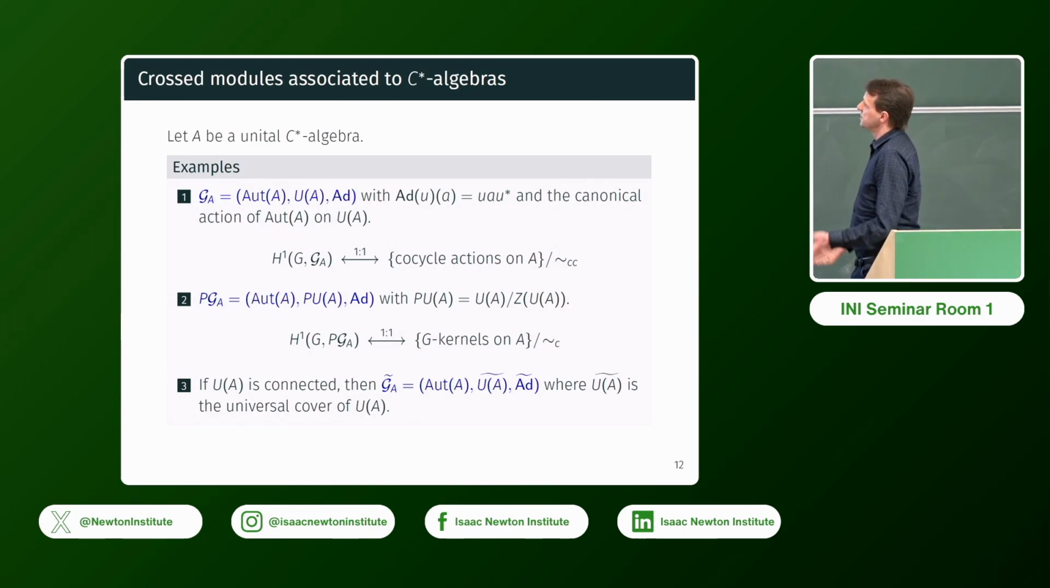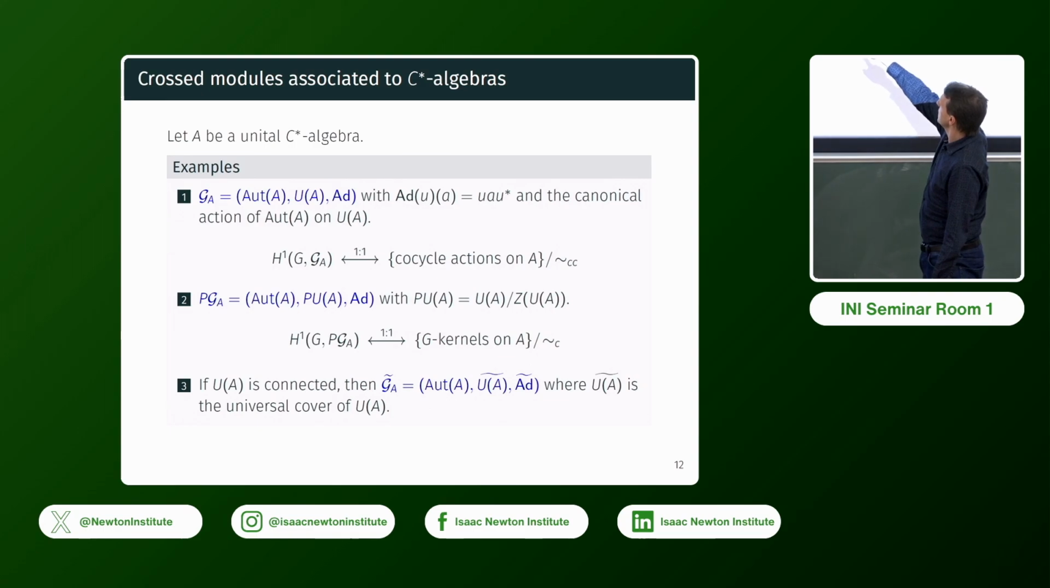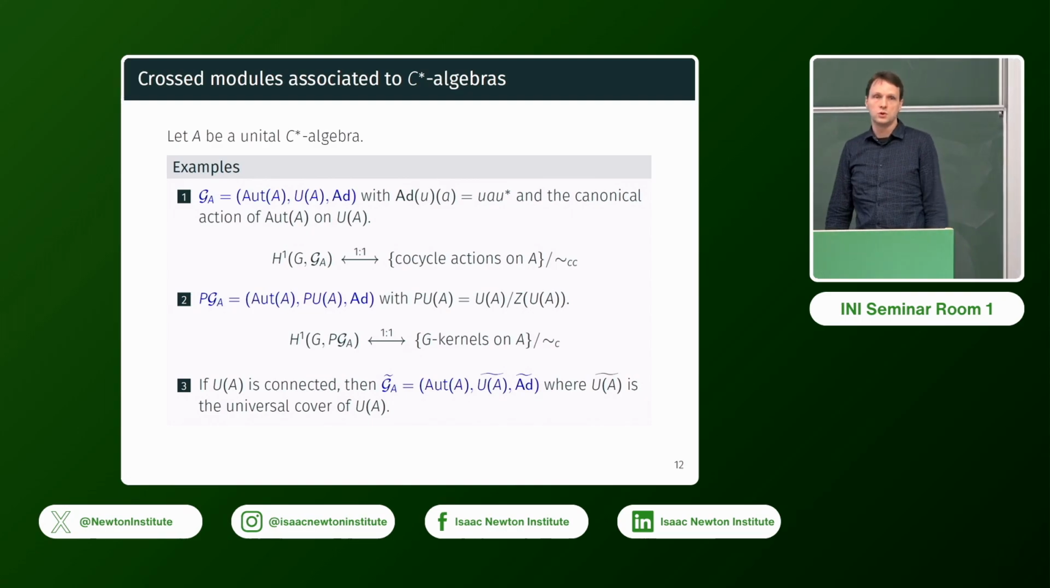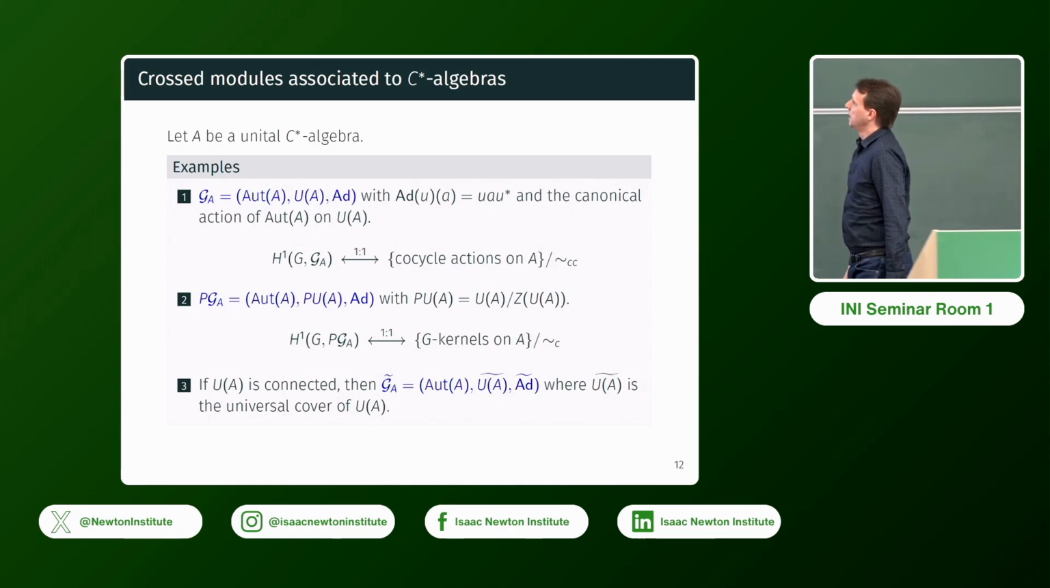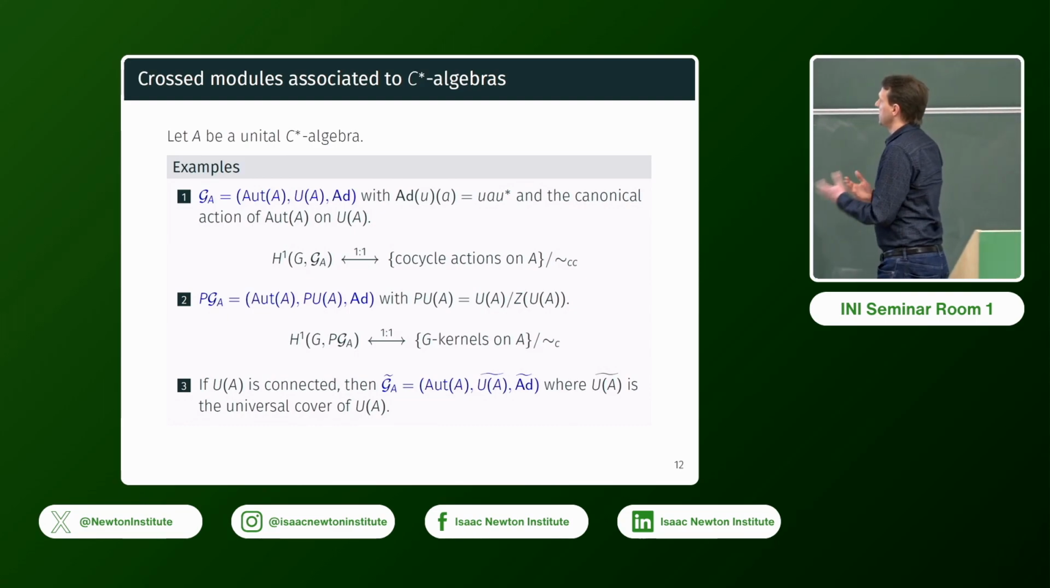And then if you sit down and write down what cocycles are for G, one-cocycles on G with coefficients in this crossed module, these are exactly the cocycle actions on A, up to cocycle conjugacy. And then I can start modifying this example to get everything I had before.